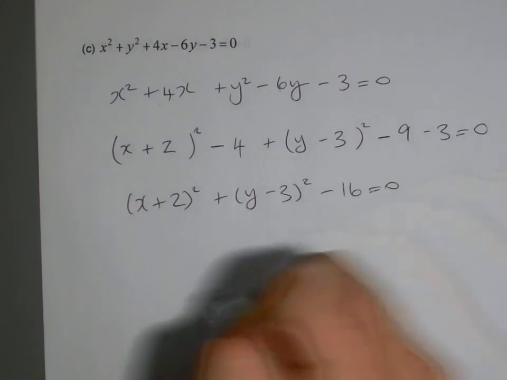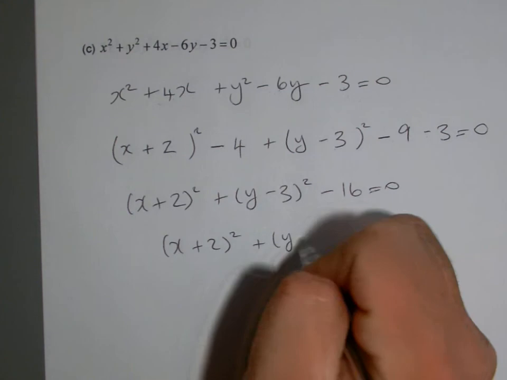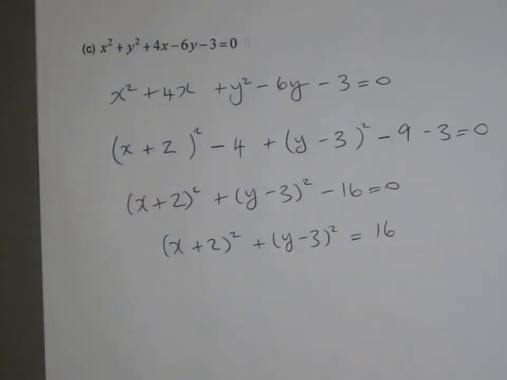Equals 0. So we rewrite it in the format that we used to. Take that minus 16 over, becomes 16 there. So then you can describe your circle.